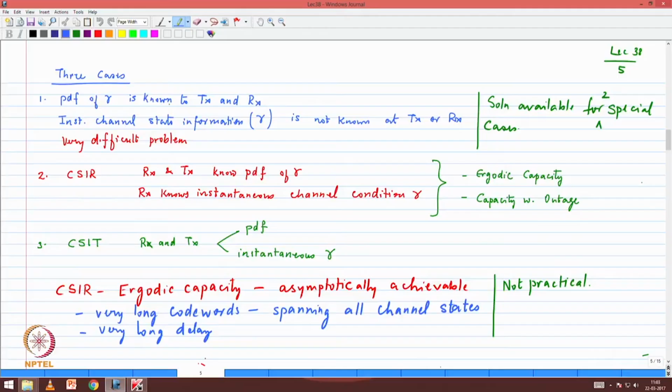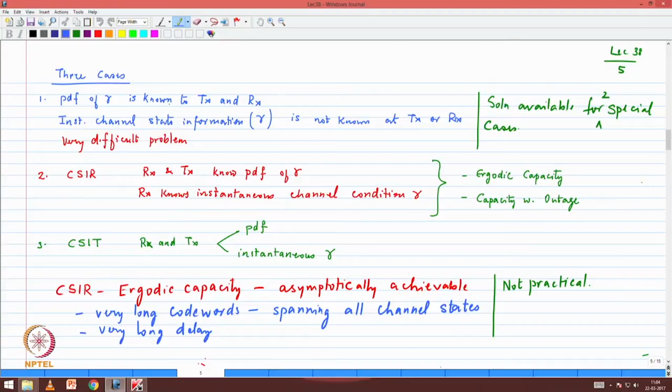Basically, asymptotically, it could be infinitely long code words, which have to span all the channel states, the good states and the bad states. The code words must then be designed such that even in the presence of the bad states, you can still recover the information with a very low probability of error. So this is where the catch comes, where you have very long code words. Very long code words means that there is delay, there is complexity associated with that.